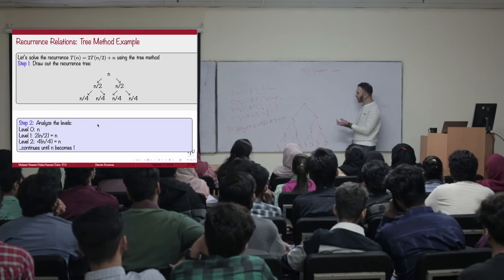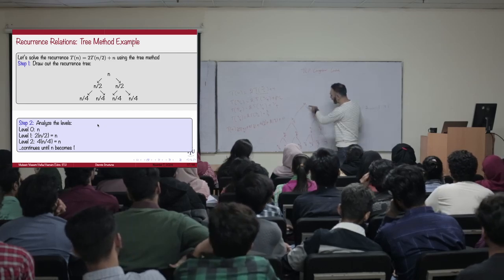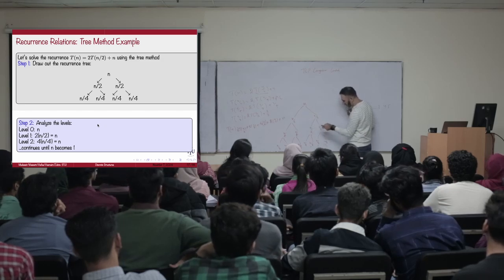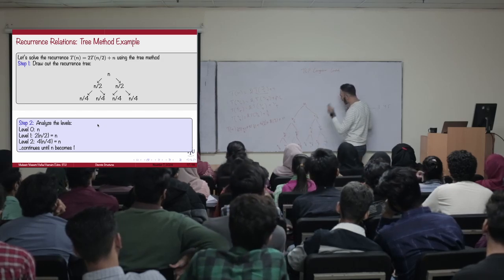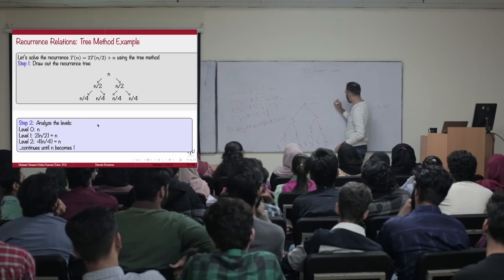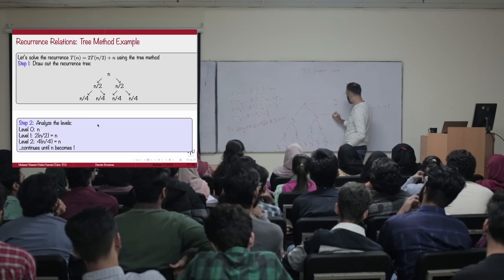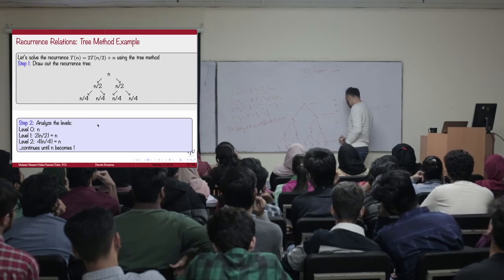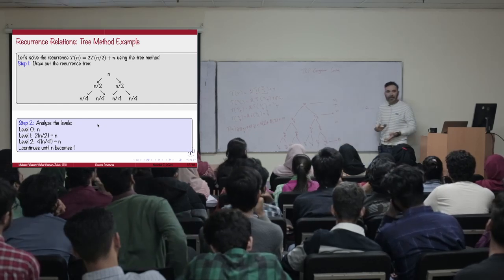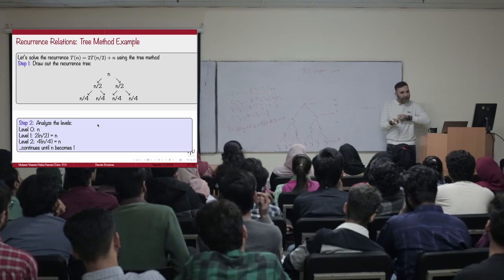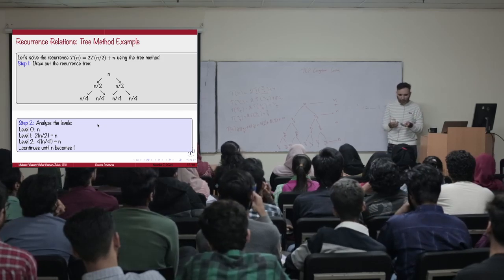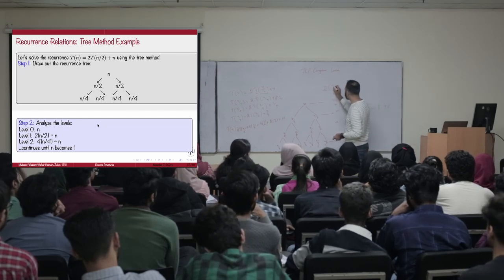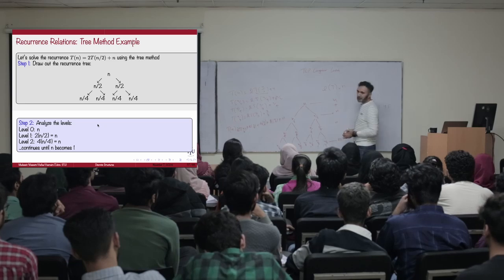Why? Because I know that at each level, this thing is called a level. This is level 0. This is level 1. These two are at level 2, these are at level 3, and so on. At each level I spend n. The recurrence's term is just n. So all I need to do is find out the number of levels in my tree and multiply it by n.